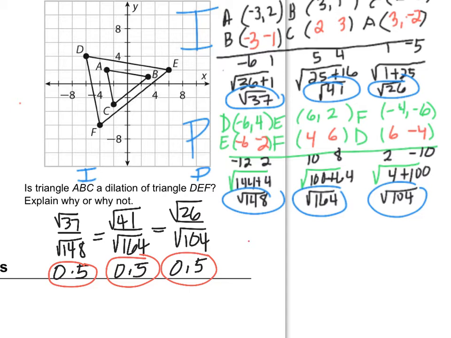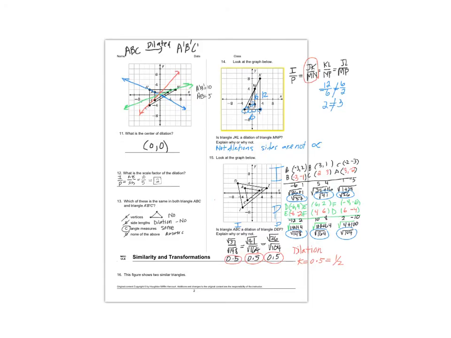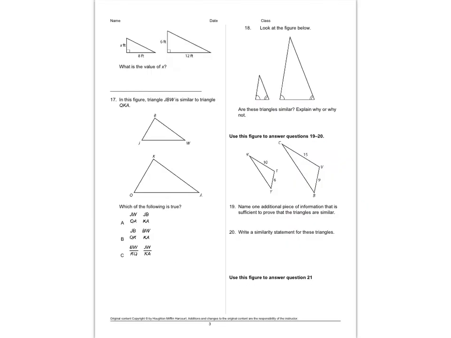So that means this is a dilation. I know it was a lot of work to find out, but it actually is a dilation with the scale factor K of 0.5, or you can write 0.5 as 1/2. That means that ABC is actually half the size of DEF. That concludes page 2. Page 3 of our review.